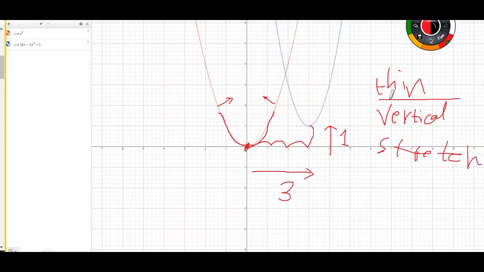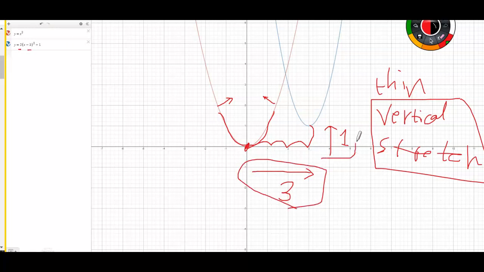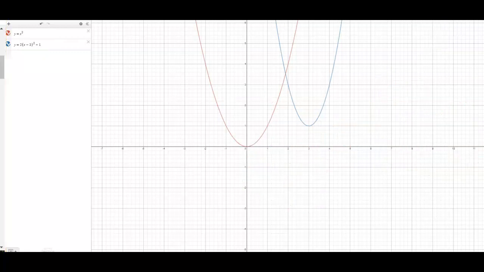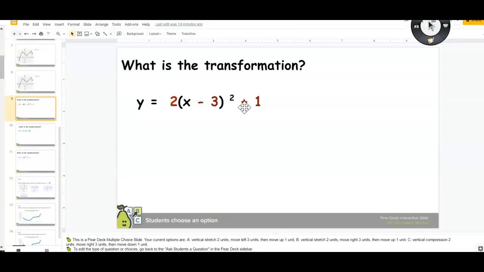So here we have 3 transformations. Vertical stretch for the 2 in the front. Go to the right 3 for the minus 3 inside. Go up 1 for the plus 1 outside in the equation. So these are your 3 answers. Okay. So let's put your answer down.